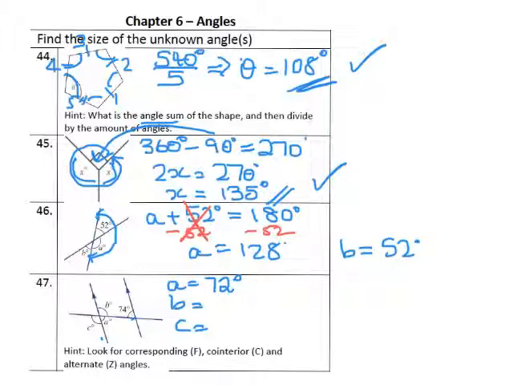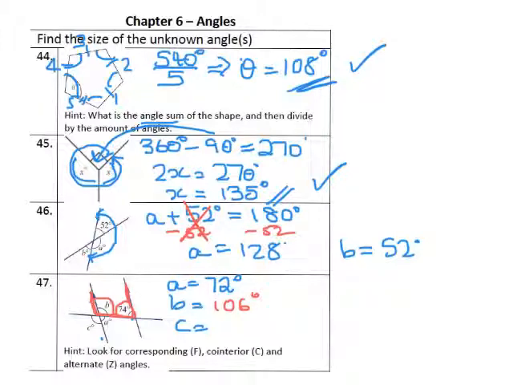Now I want you to focus on the B. Now the B and the 74 that we just figured out make a bit of a C shape. What I want you to realise is that when you have a C shape, they are called co-interior angles, and the special thing about them is they have to add up to 180 degrees. So that B plus the 74 makes 180 degrees. So that means that the B has to be 106 degrees.